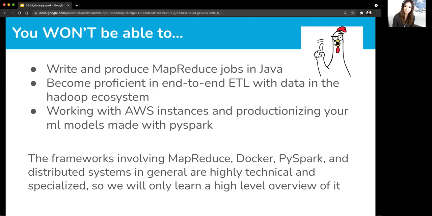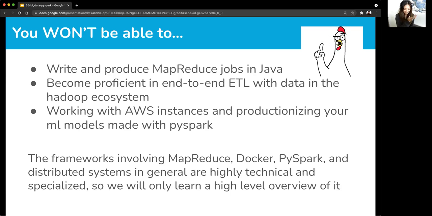So what won't we be able to do after this one topic in this part of the curriculum? Write and produce MapReduce jobs in Java. That is not something that we're going to be able to do. If anything, you'll just be using jobs that have already been written. For example, all of these pandas-like functions are actually called RDD functions. We'll see a couple examples later. Also, PySpark basically has its own built-in decision trees. We'll see an example of decision trees, but they have the machine learning models already built, so you don't have to manually write these processes.